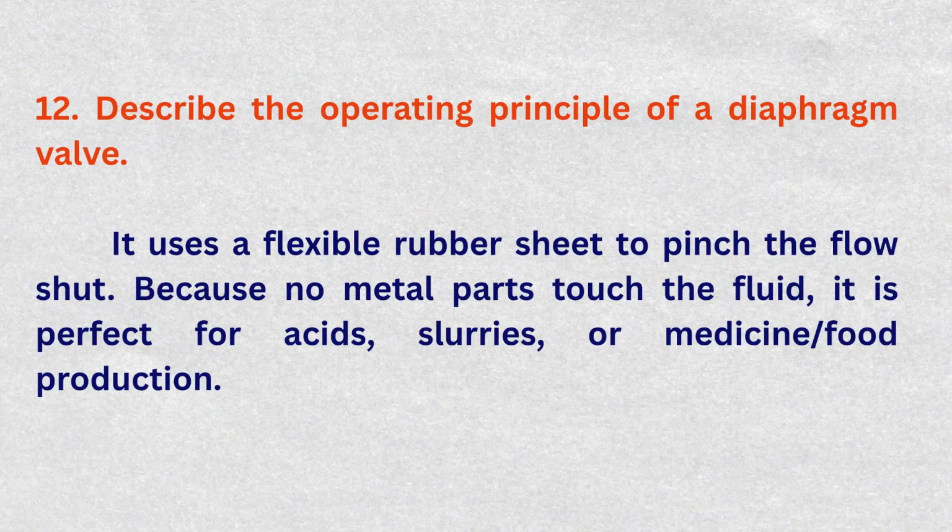Describe the operating principle of a diaphragm valve. It uses a flexible rubber sheet to pinch the flow shut. Because no metal parts touch the fluid, it is perfect for acids, slurries, or medicine and food production.